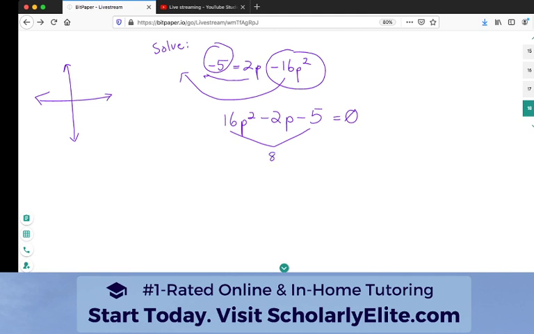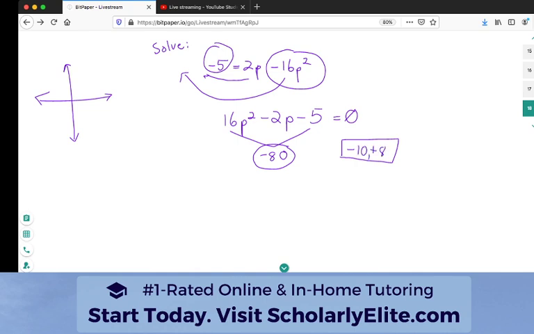This equals -80, which is 16 times -5. Okay, so we've got -80, so we want two things that multiply to -80 and add to -2. So we've got -10 and +8.